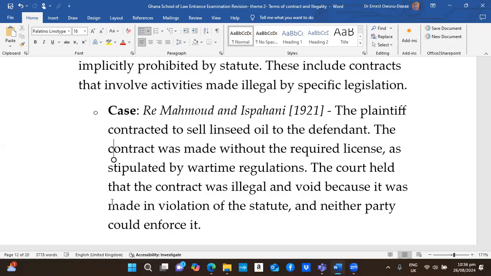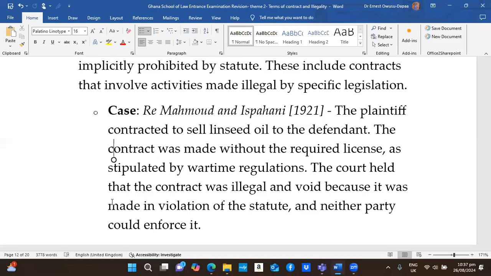So if you have a particular transaction which the law requires that you cannot do unless you have a license, and let's say that you enter into that contract without the license, then automatically, because the law says that you must have a license before you can enter into it, that contract is void ab initio. It's illegal at its very inception. And that is what the case of Re Mahmoud and Ispahani illustrates.